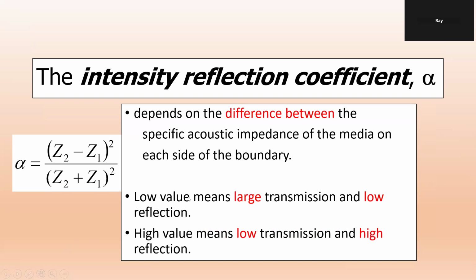A low value of alpha means large transmission, all will pass through, and low reflection. A high value means low transmission and high reflection.